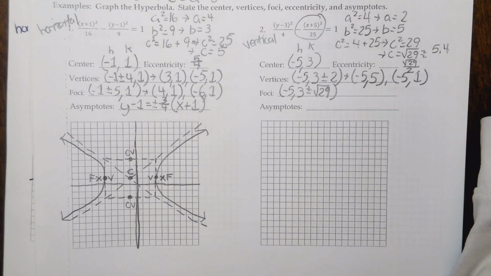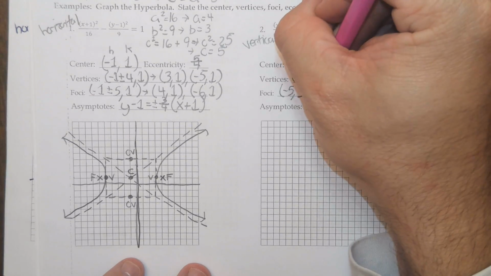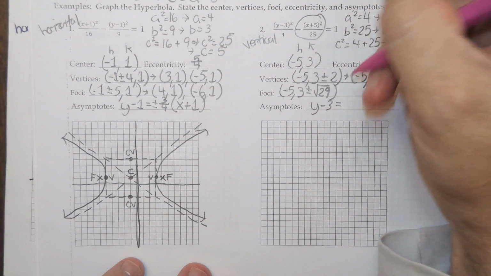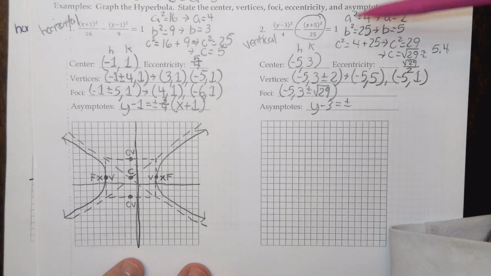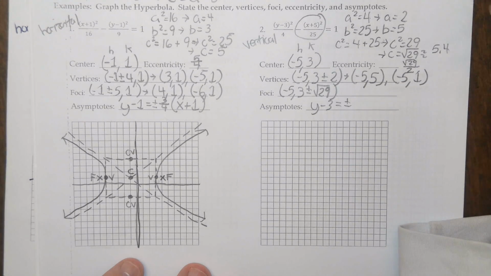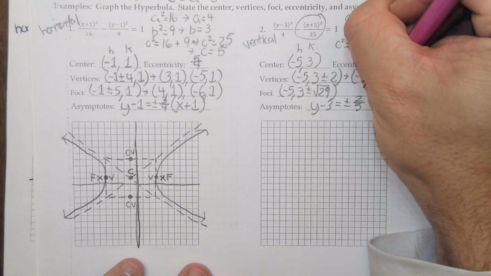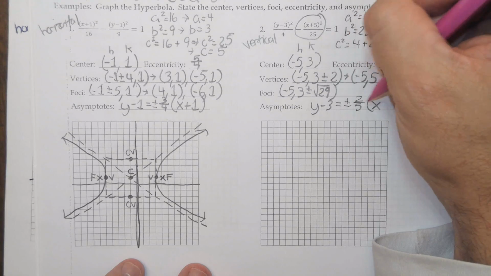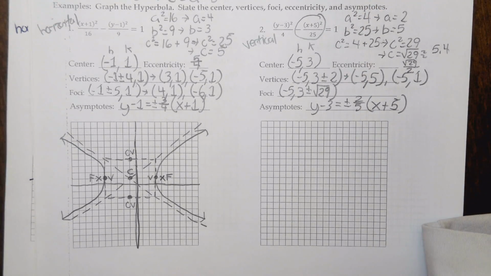All right, my asymptotes, let's use our formula. It's y minus k, so opposite of k there, we're going to get y minus 3, equals plus or minus. Now this time, because we have a vertical hyperbola here, it's going to be a over b. So a is equal to 2 over b is 5, parentheses, and then it's just x minus h again, so opposite of -5 is going to be +5.